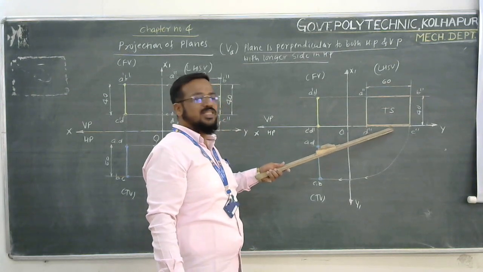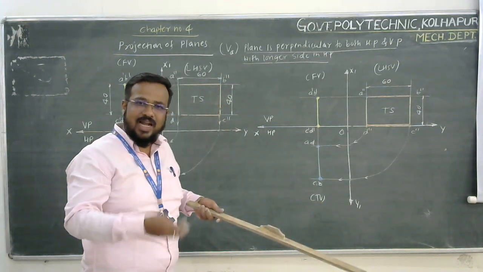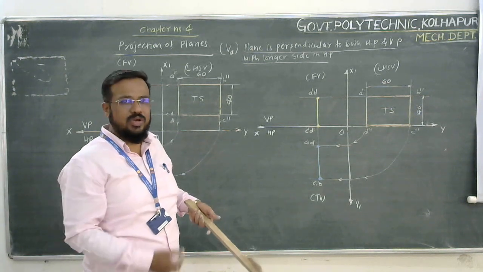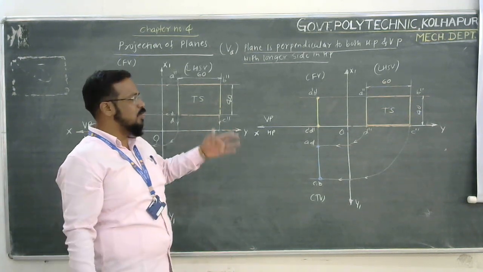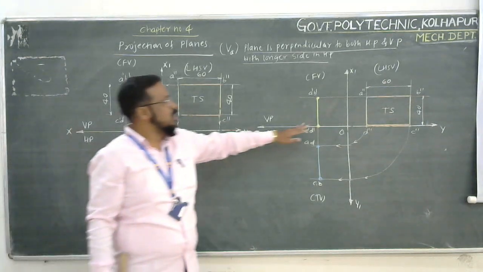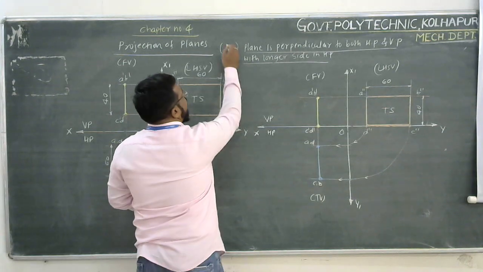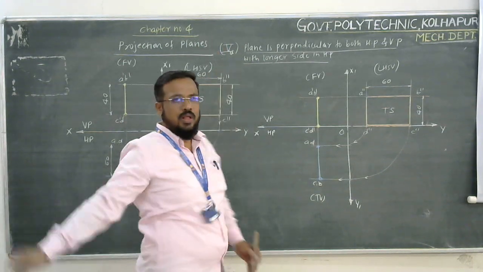This is only because this longer edge is now exactly in HP. It is lying on HP, and when it lies on HP, its distance from the horizontal plane becomes 0. So that's why this is the solution with this fifth A condition. Remember this, right? This is the fifth A condition.